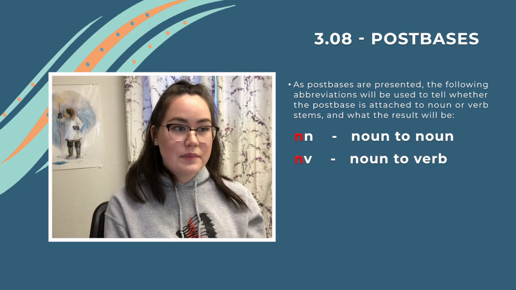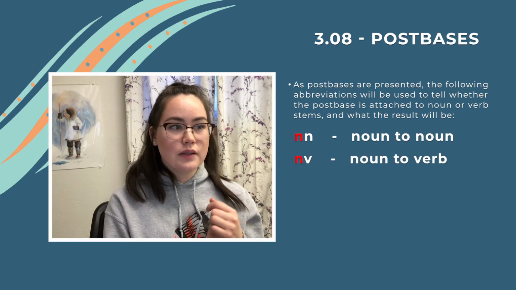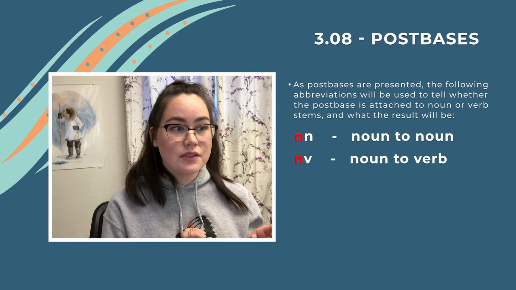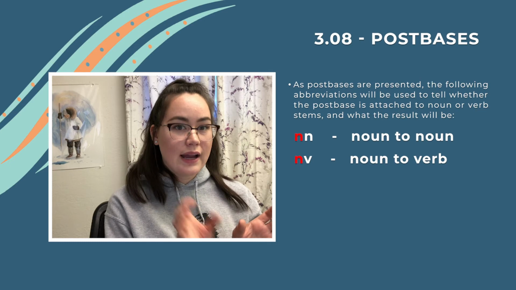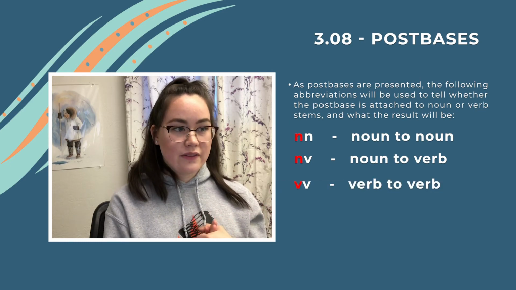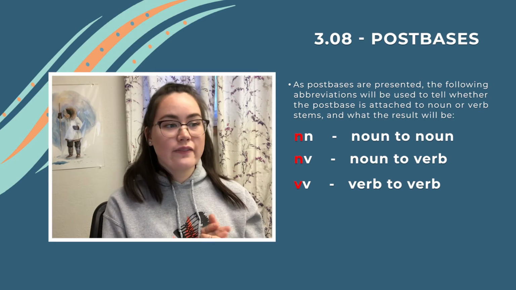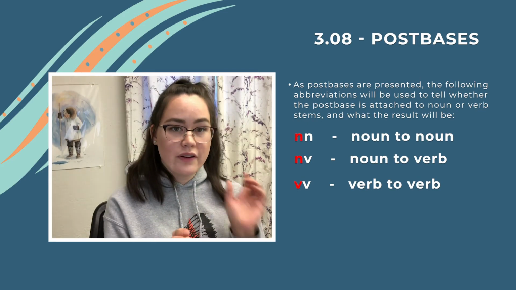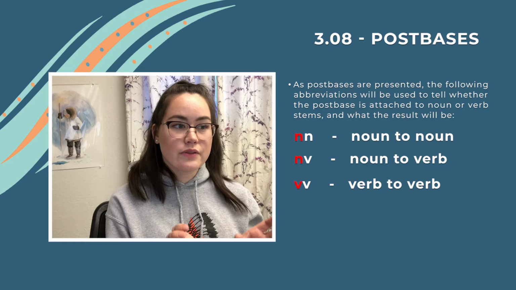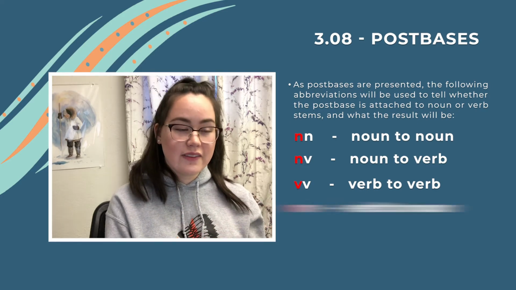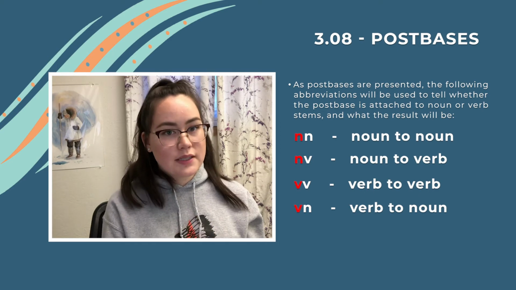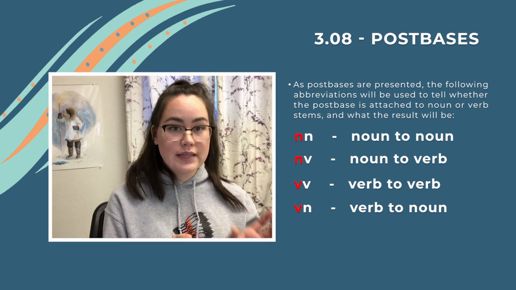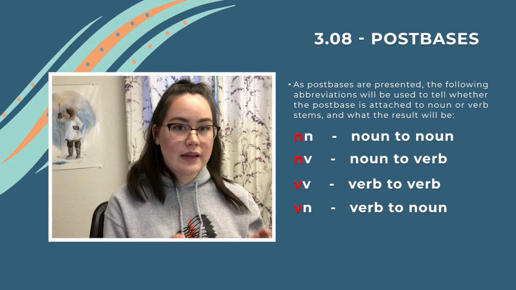The NV means noun to verb. The first N means that you have to use a noun with that postbase, and the result with adding that postbase will be a verb. The next one, VV, is verb to verb. You have to use that specific postbase with a verb word, and the result will be a verb. And the last one, VN, verb to noun. With that specific postbase, you have to use a verb stem word, and the result will be a noun.